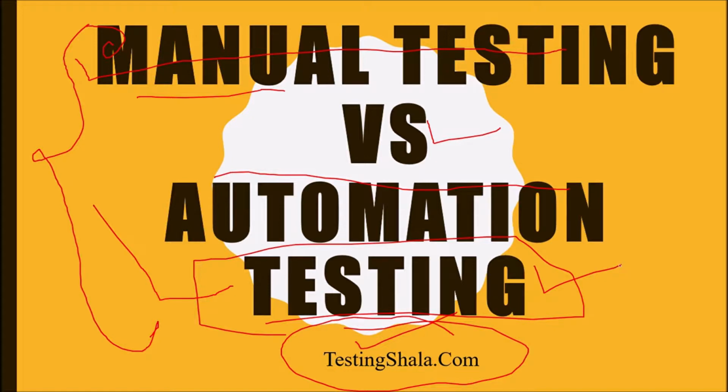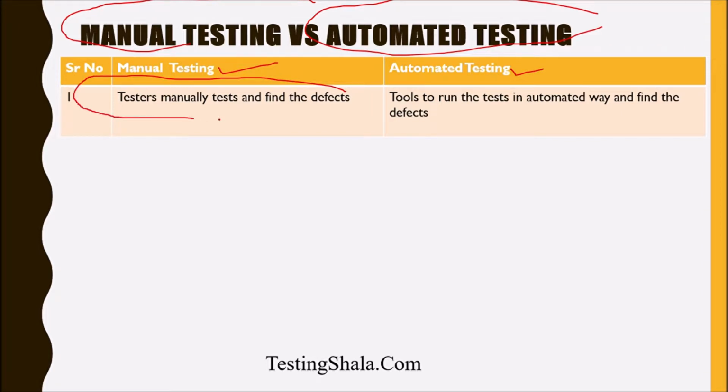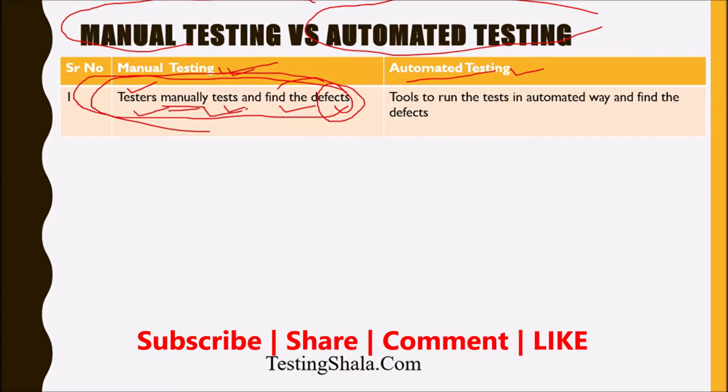So let's move on to understand the various differences between manual testing versus automation testing. Let's go through the differences one by one. The first important difference is that in manual testing, we execute all the test cases manually and find the defects. That entire process, where testers do all the activity manually, is called manual testing.